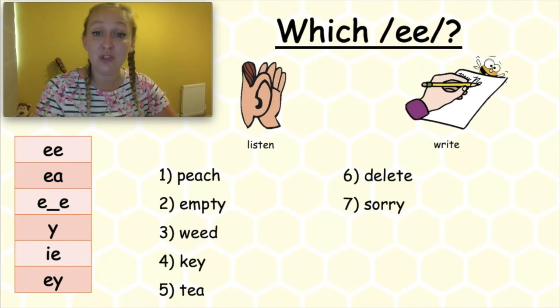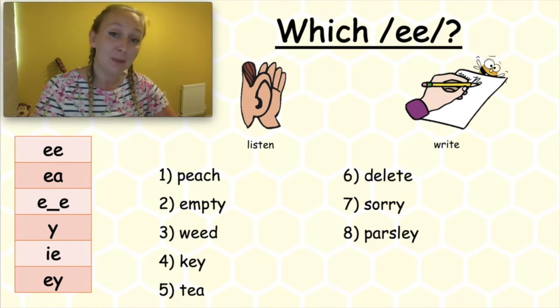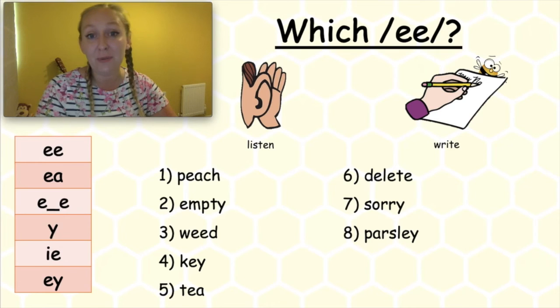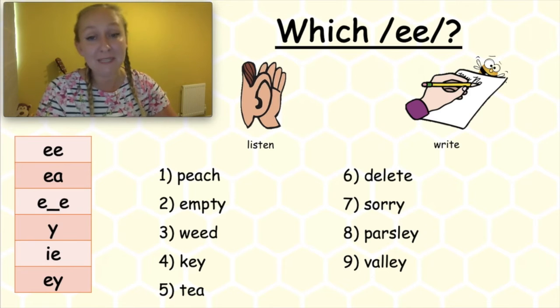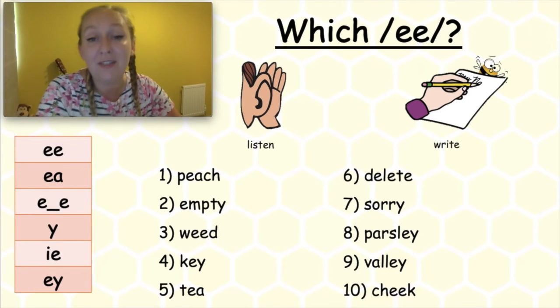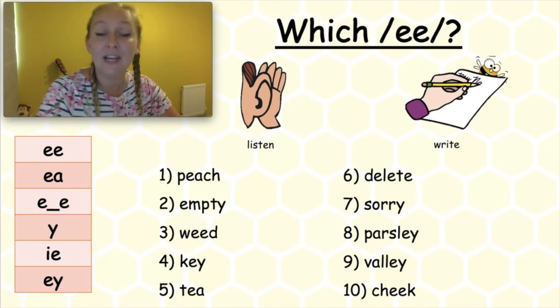Number 7, sorry, was a long E spelled as a y. Number 8 was parsley, which was another one of our spelling patterns today. So it was the y for the E sound. Parsley. Number 9, again, was another y, and that was valley. V-A-L-E-Y, valley. And finally, number 10 was another double E, eek.